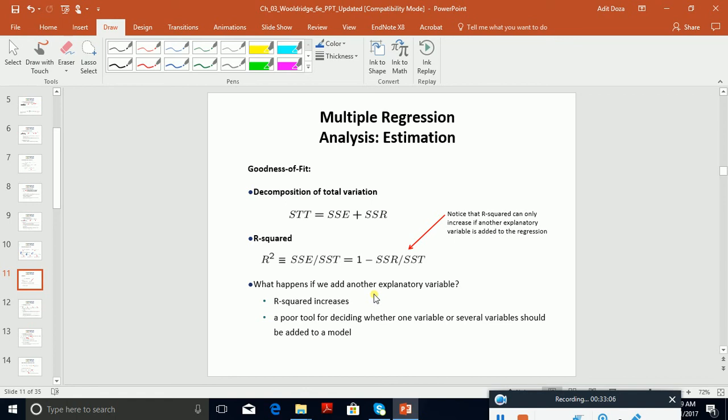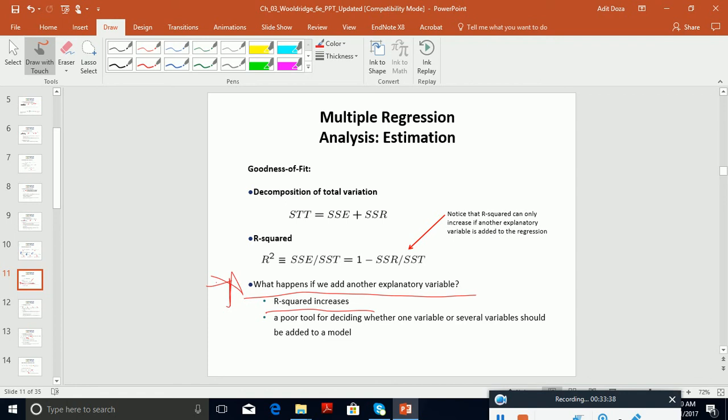Similar R square, similar sum of squares total. So goodness of fit is similar. But in slide 11, R squared does not necessarily mean that. What happens when we add another explanatory variable? If we add more independent variables in the model, it would increase the R square.